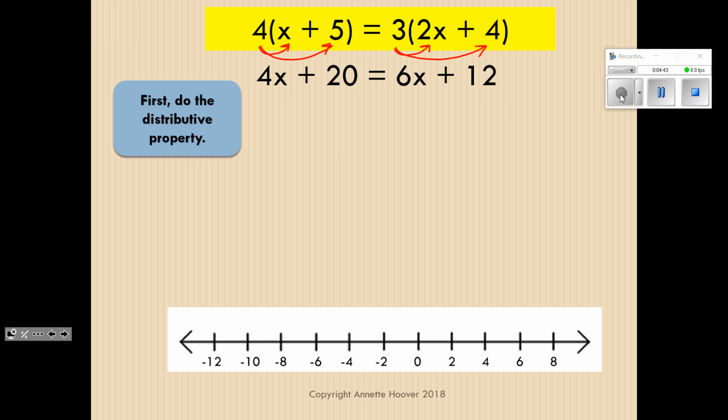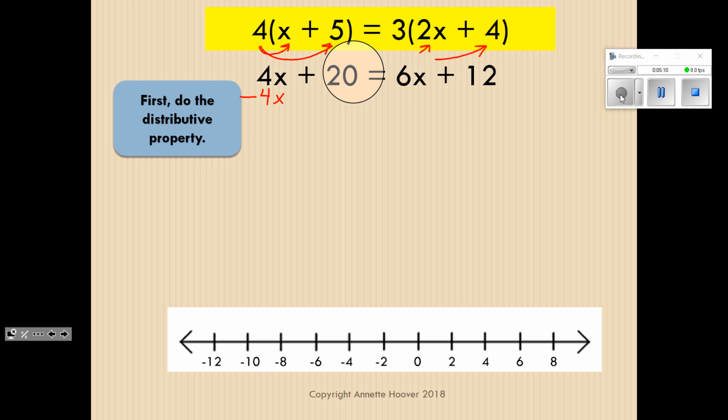Here's where we have a variable on both sides of the equation. Remember, we have to move one of them to the other side. I like to keep my variable positive. That eliminates having to divide by a negative 1 at the very end. So when I look up here, I want to keep my 6x because it's going to be positive. If I move the 4x to the other side, then I'll be subtracting 4x on both sides, and I'll be left with a positive 2x.